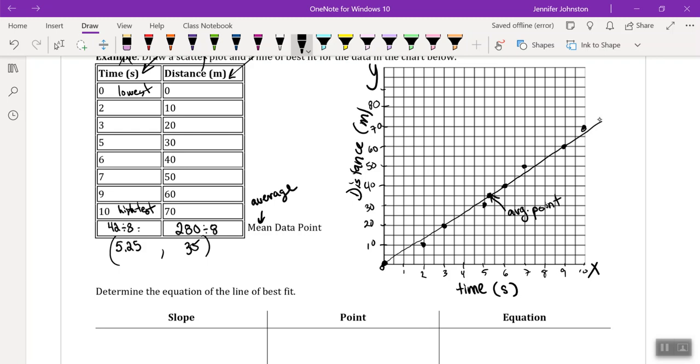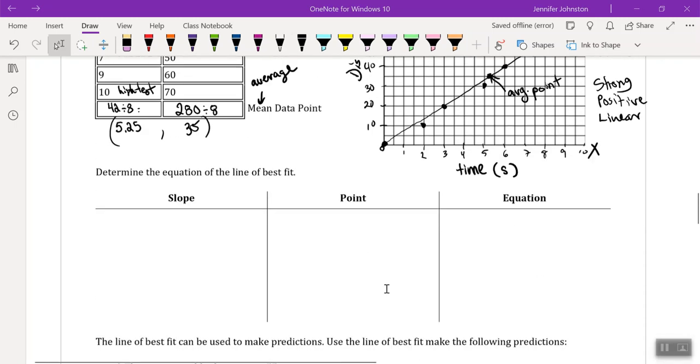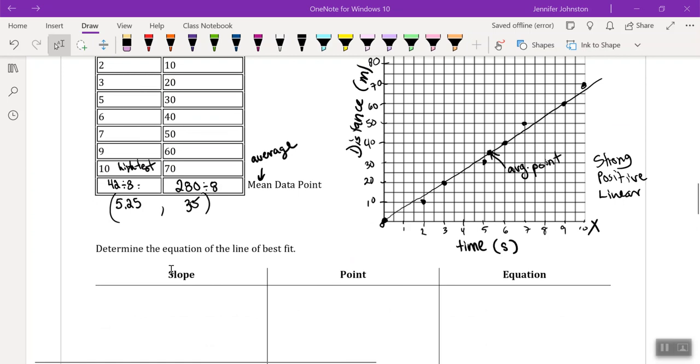Our line of best fit looks like it's direct. It also looks very strong. Maybe a title would be nice right here. Distance versus time. It's definitely strong. It's definitely positive. And our last word that we're going to say, what do you think, Mateo? Linear. All right. Okay, so we are going to determine the equation of the line of best fit.